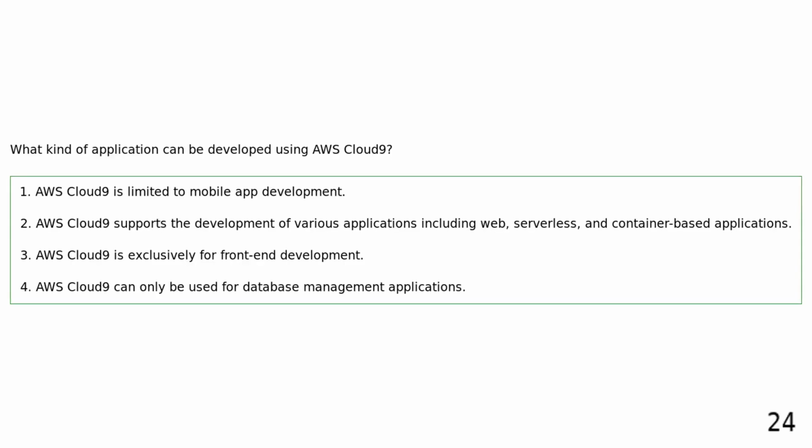What kind of application can be developed using AWS Cloud9? AWS Cloud9 is limited to mobile app development. AWS Cloud9 supports the development of various applications including web, serverless, and container-based applications. AWS Cloud9 is exclusively for front-end development. AWS Cloud9 can only be used for database management applications.